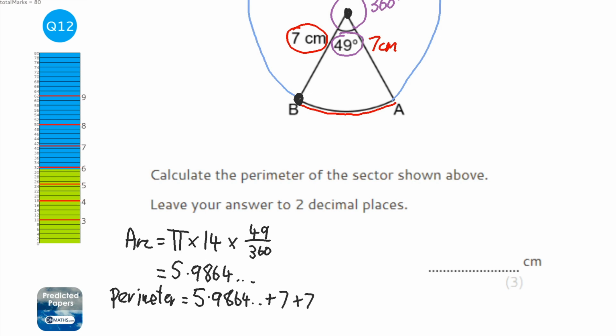So I'm going to add 7, and it gives me 19.9864. So to 2 decimal places, that's going to be 19.99, because that 6 moves that 8 up to a 9.